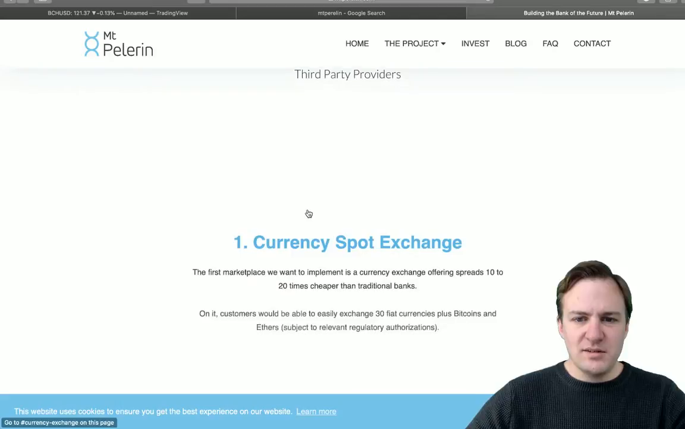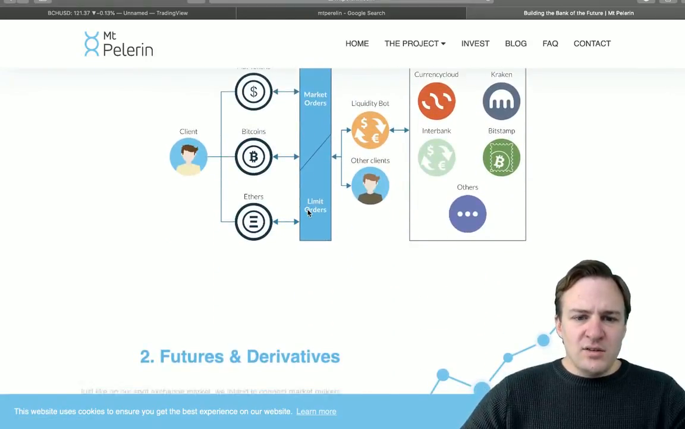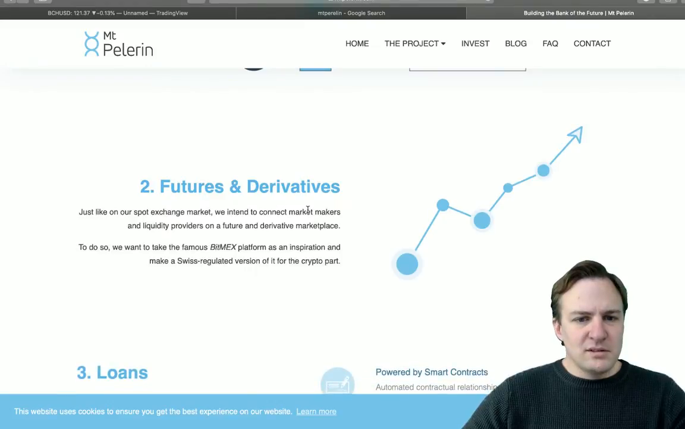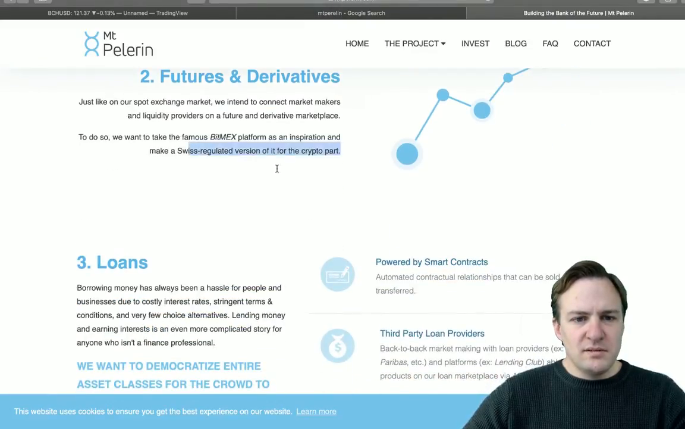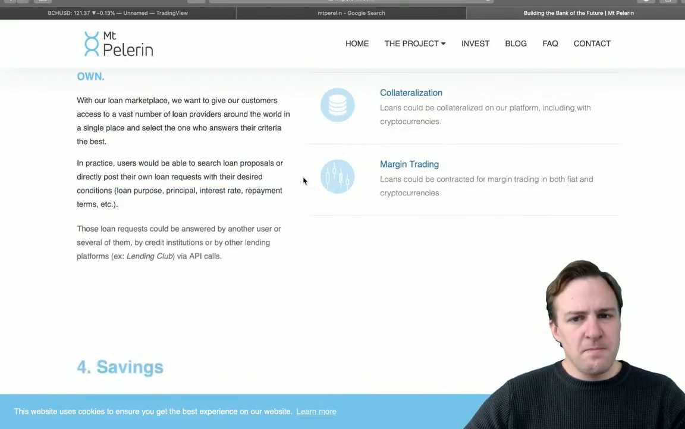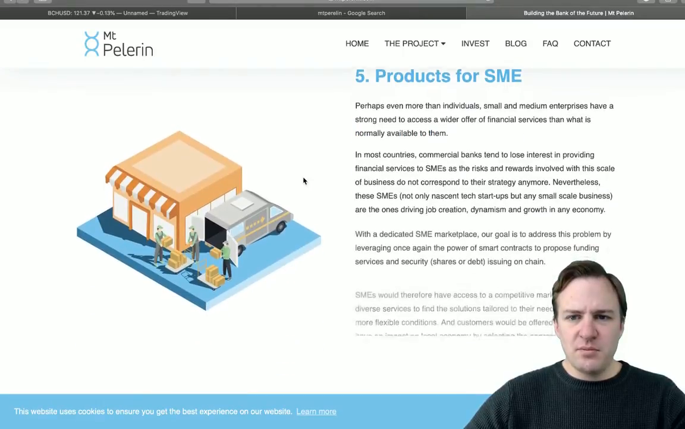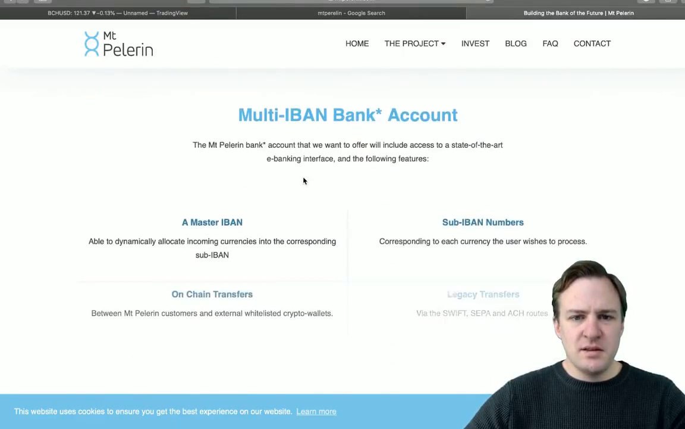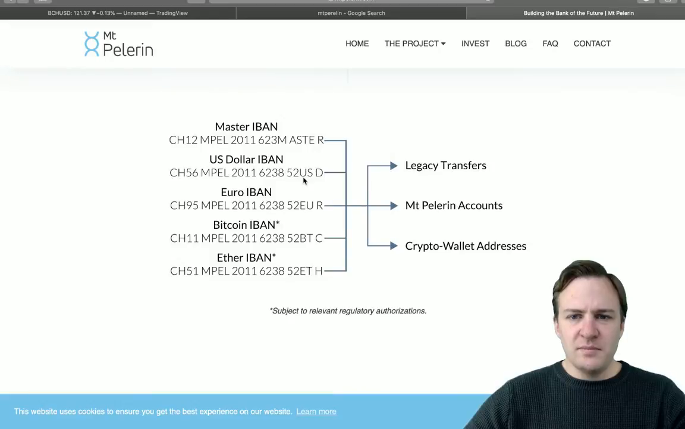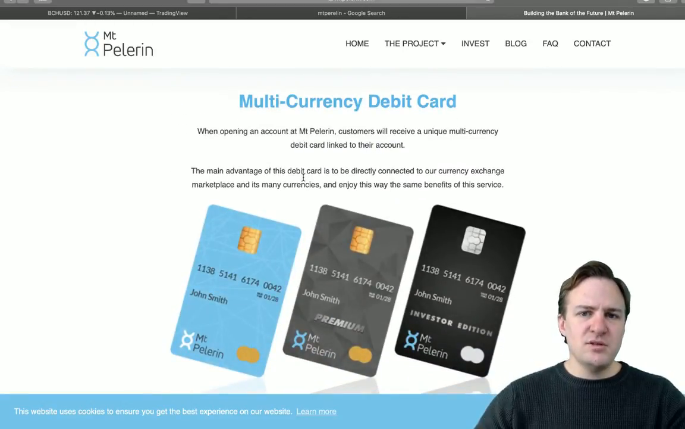But let me get down to it. So they're going to have a currency spot exchange, derivatives platform like BitMax, but Swiss regulated, loans, which is cool. Savings, yeah, I mean, all of this is great. Products for SME, I mean, it's a very, very cool idea. So it's pretty interesting what they're doing.